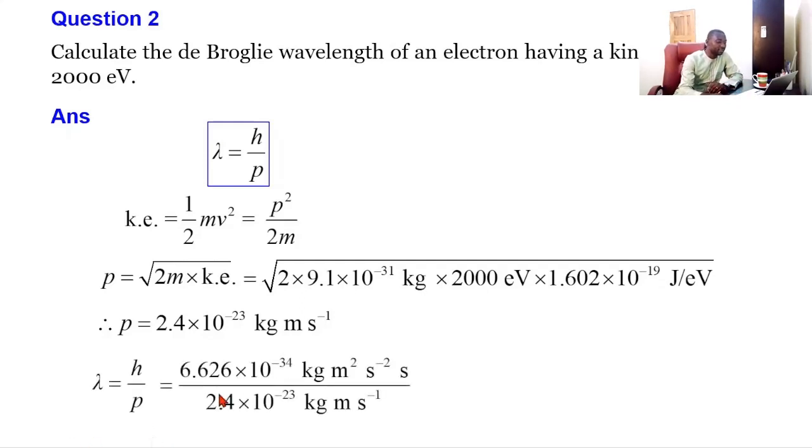That gives the Planck's constant divided by the momentum of the particle, which is equal to 27.6 times 10 to the power of negative 12 meter, which we can write as 27.6 picometer.